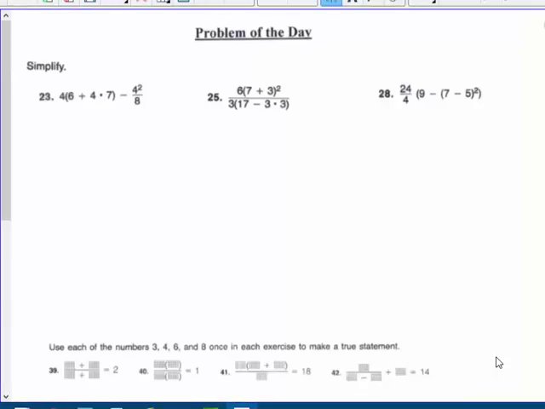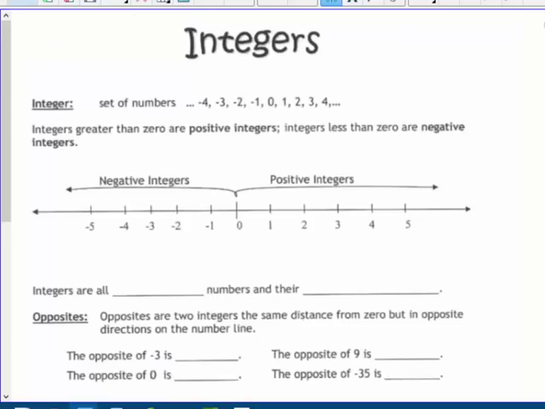Today's video starts on page 12. It is a problem of the day page. I would like you to do these 7 questions, order of operations. Give it your best shot on those ones on the bottom where you're using the numbers 3, 4, 6, and 8 to make a true statement. And on to the next page.